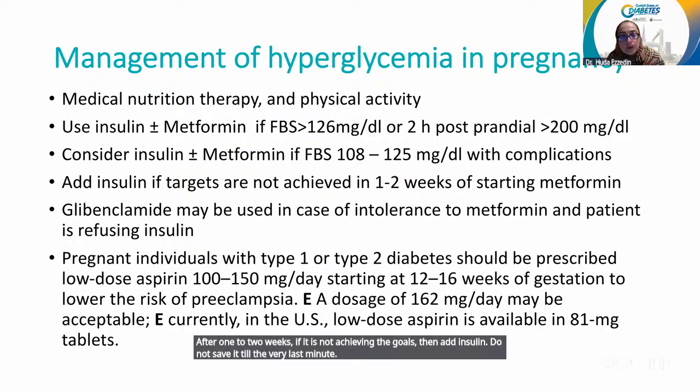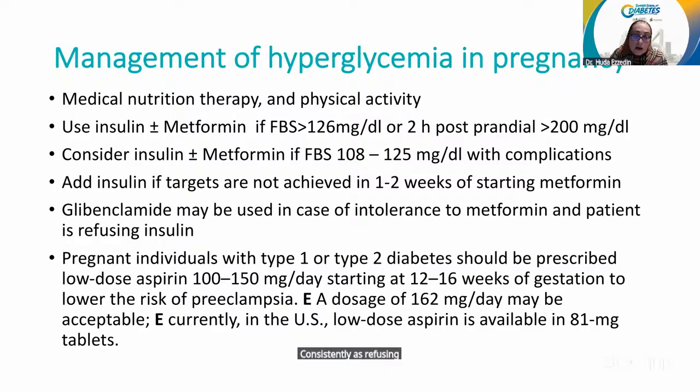Some women can benefit from glibenclamide. I'll come to that point later, in case of intolerance to metformin, and if the patient is consistently refusing insulin. We know that pregnant women with type 1 or type 2 should be prescribed low-dose aspirin, starting at 12 to 16 weeks of gestation, just to lower the risk of preeclampsia.